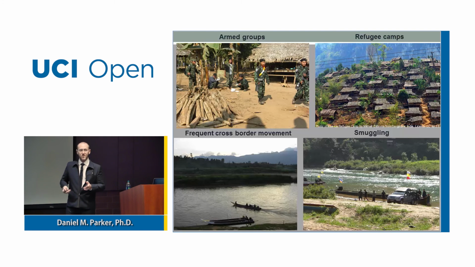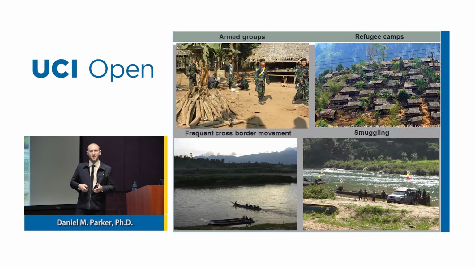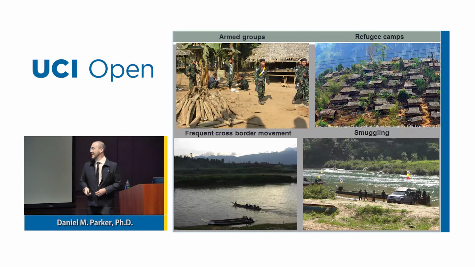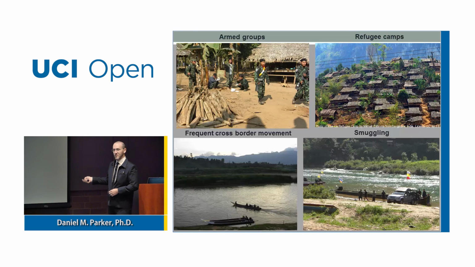But the border is really porous anyways. People move back and forth all the time. Many Karen people will have a house on the Thai side and farms on the Myanmar side, or vice versa. Movement is constant, back and forth along the border. It's marked by a river in most places. And as with other border areas, there's a lot of smuggling that goes on, illegal smuggling. So this truck here, if you can see that, it's backed up to the river. There's a boat behind it, and it's got a giant teak tree that's presumably been cut down in the Myanmar forests.